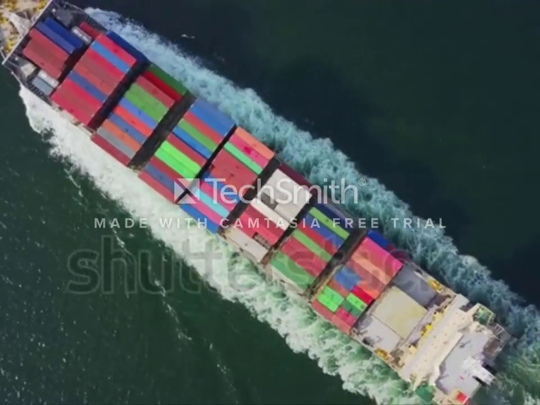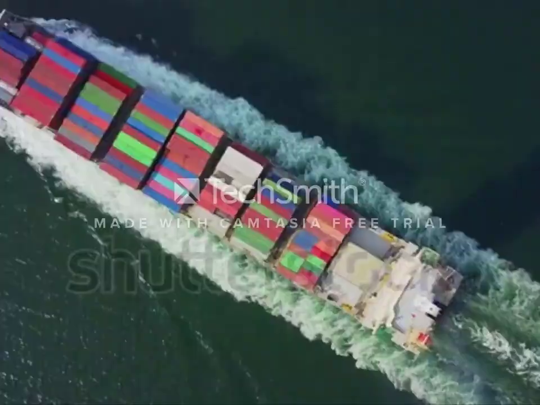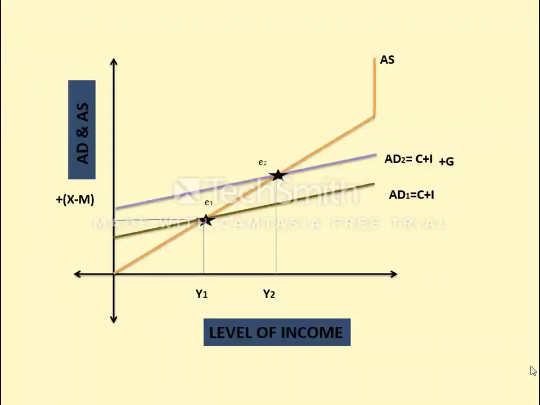With the entry of the fourth sector in the economy, the aggregate demand increases further to AD3 from AD2. Now, we get a new point of equilibrium in the fourth sector, open economy, that is E3, where aggregate supply is equal to aggregate demand AD3 and we enjoy the national income increase to Y3.